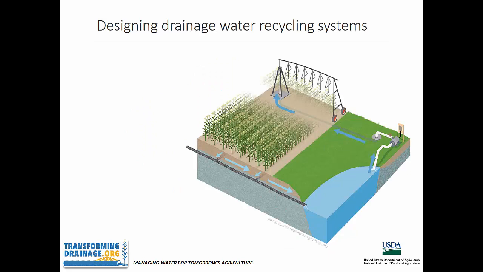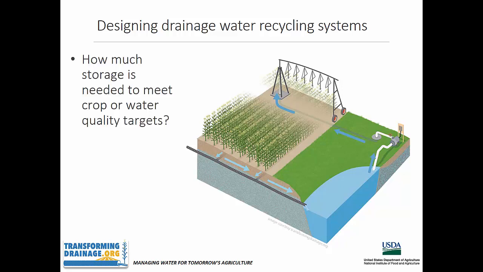But questions still remain in regards to how drainage water recycling can and should be designed. First, how much water storage is needed, particularly in relation to the size of the drained and irrigated area, to achieve either a crop-based irrigation target or a water quality-based target. And second, how will this relationship vary across changing climate and soil conditions? Now, with the analysis that I'll describe in a little bit, we focus primarily on the water quality goal to quantify nutrient reduction potential across various sizes of on-farm water storage.